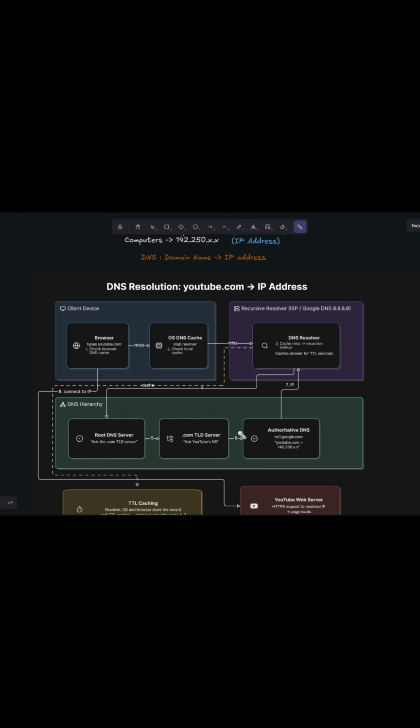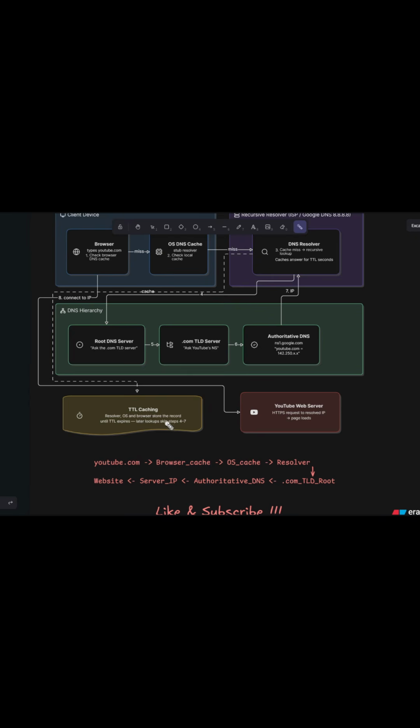Step 7 is caching the answer. The resolver sends the IP address back to your computer, and along the way the resolver, your OS and even the browser store a copy of it. This is called TTL, time to live. As long as the TTL has not expired, the next lookup for youtube.com skips the entire TLD and authoritative chain and just reuses the cached answer.